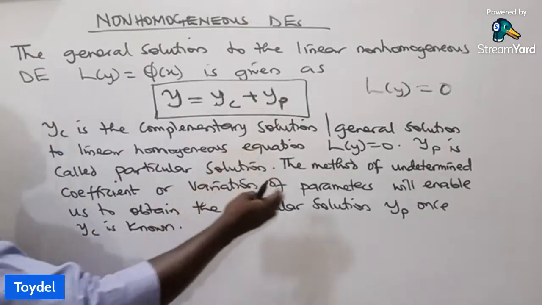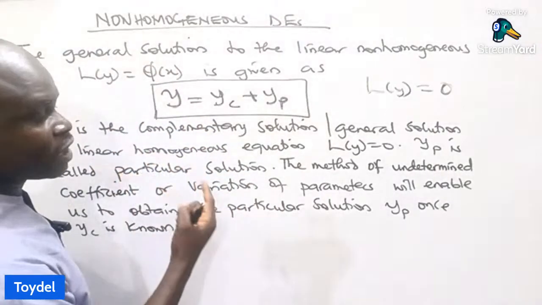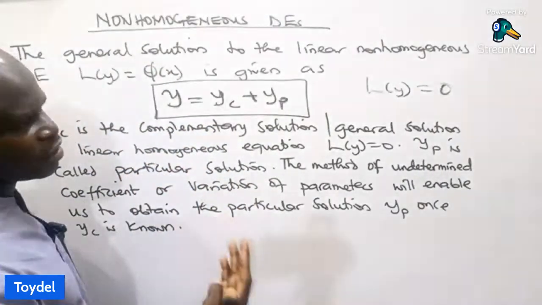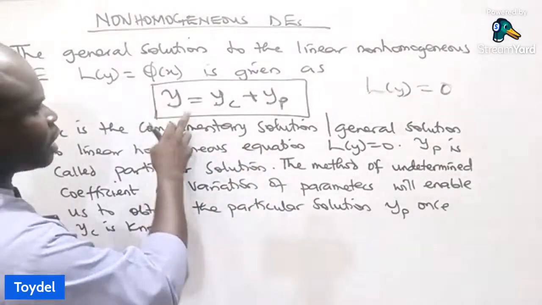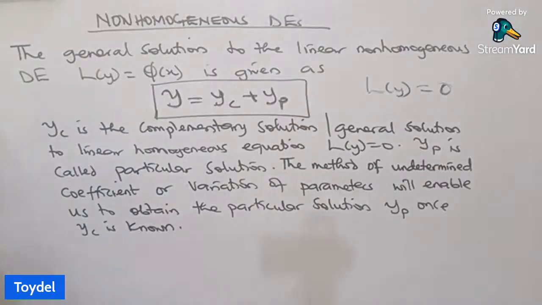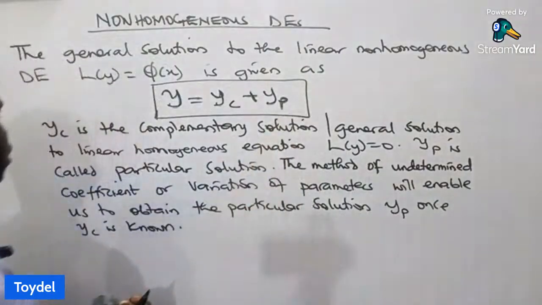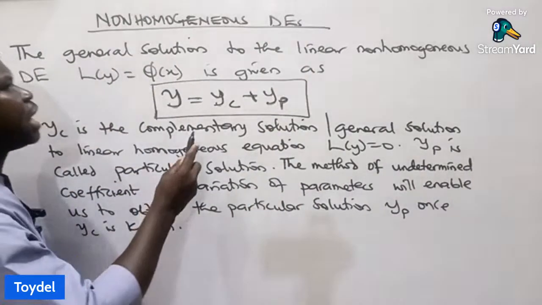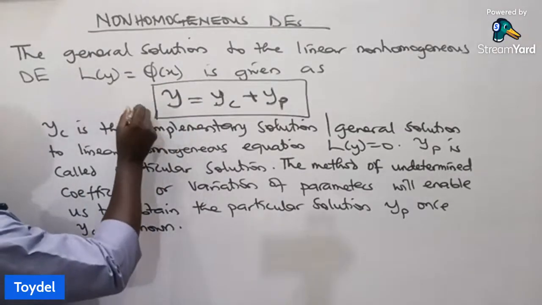We convert that differential equation to an auxiliary equation in the form of a quadratic equation. You solve, and then we write the total solution y to be equal to the total solution. But in this case, we want to talk about linear non-homogeneous differential equations. The general solution to linear non-homogeneous differential equations is given as what you have here.